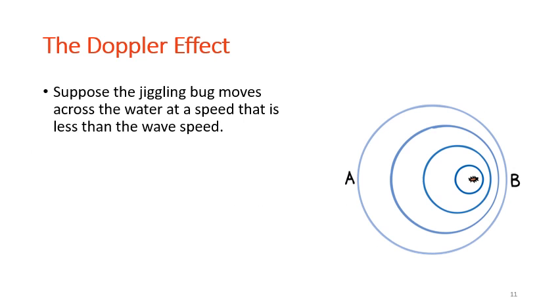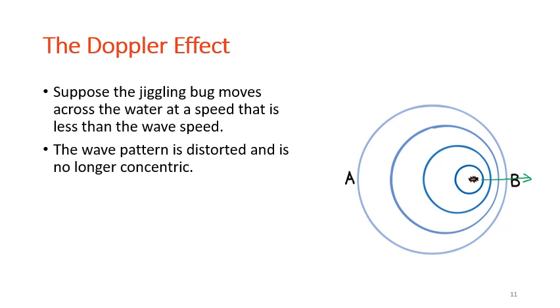Okay, let's suppose this bug is moving across the water to the right side. You can see the bug is moving towards the right side. Let me draw it again this way. If this bug is moving with a speed less than the wave speed, you can see these concentric circles are not centered anymore, so the patterns are distorted.